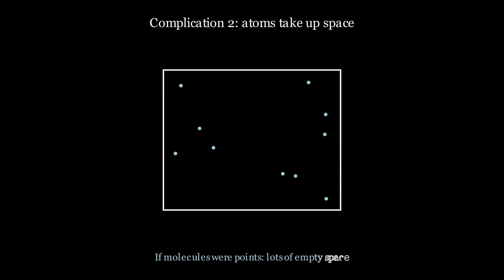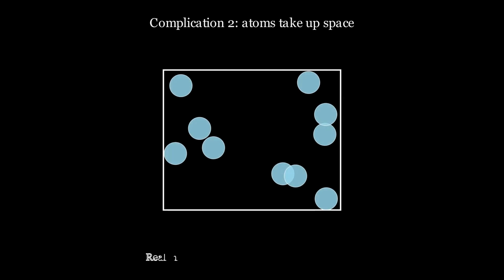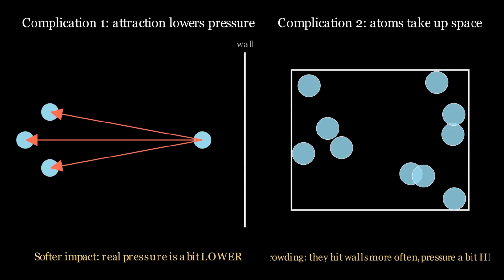Second, atoms aren't actually points, they take up real space. So the room molecules have to move around in isn't the full container. It's the container minus the space already taken up by every other molecule. That extra crowding makes them bump into the walls more often than expected, which pushes the pressure a bit higher than the simple prediction. Neither of these complications is significant when the gas is sparse.